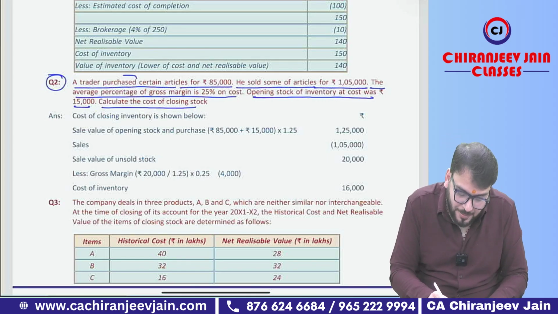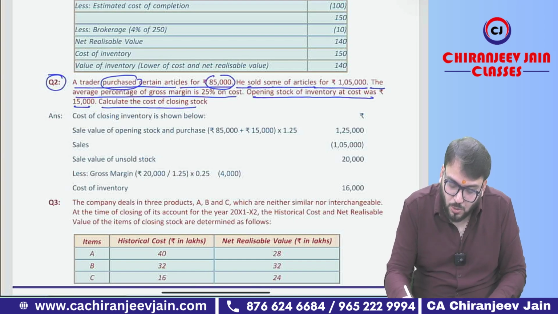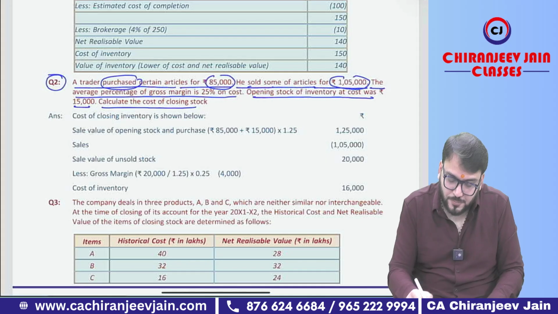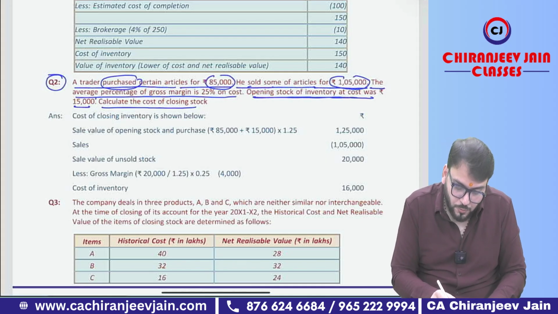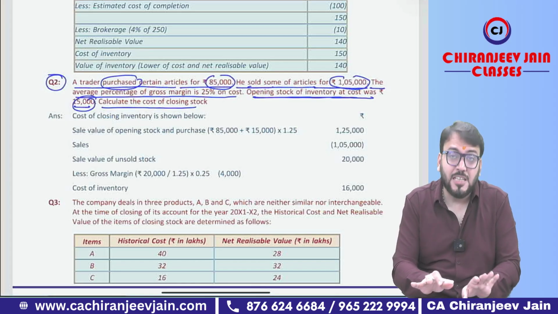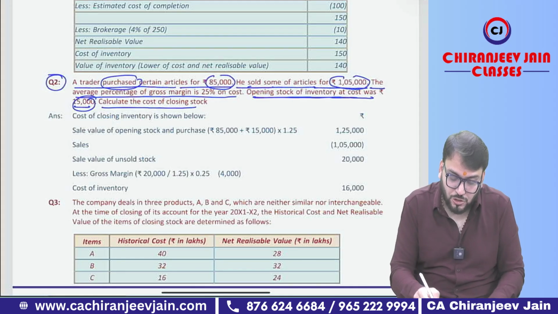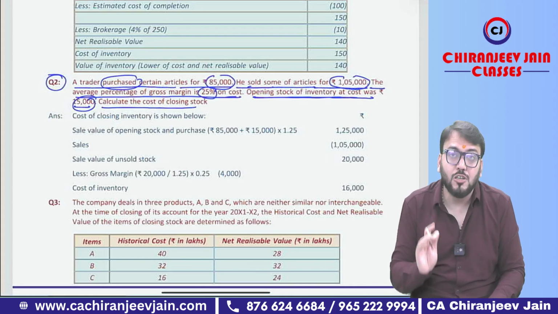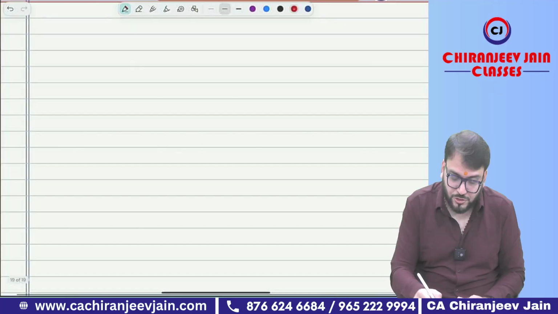First they have given how much they have purchased, 85,000. Then how much sold, 1,05,000. And opening stock of inventory at cost was 15,000. You can see they have not given closing stock, and they have asked you to calculate the cost price of closing stock. However, they have given GP margin on cost. So how to calculate? We are doing question number 2.